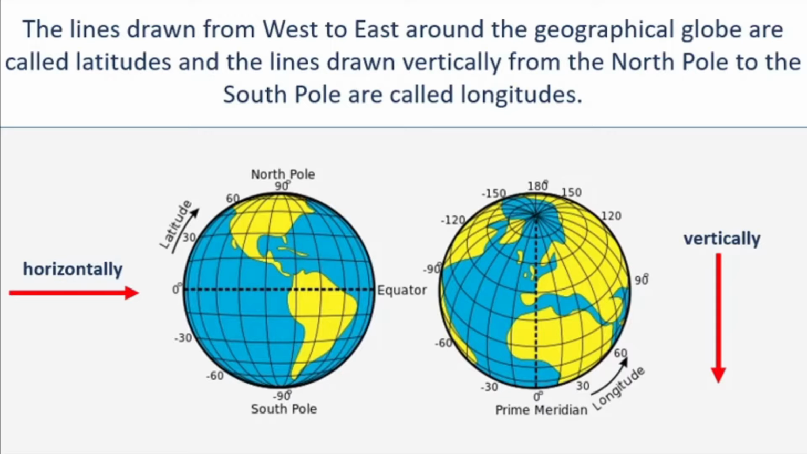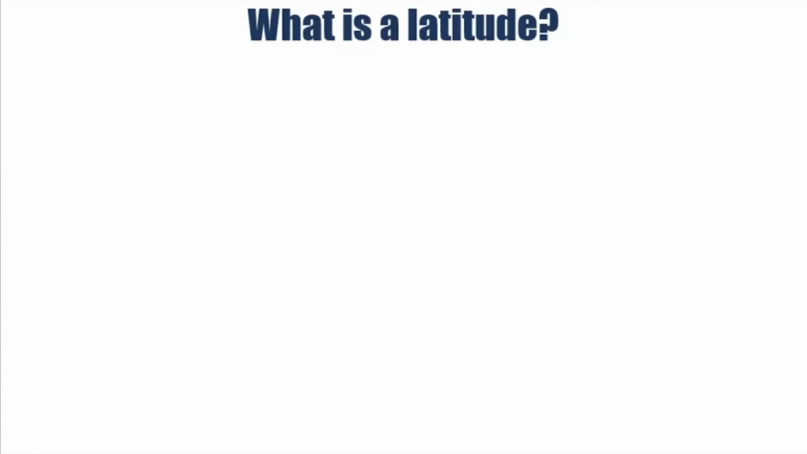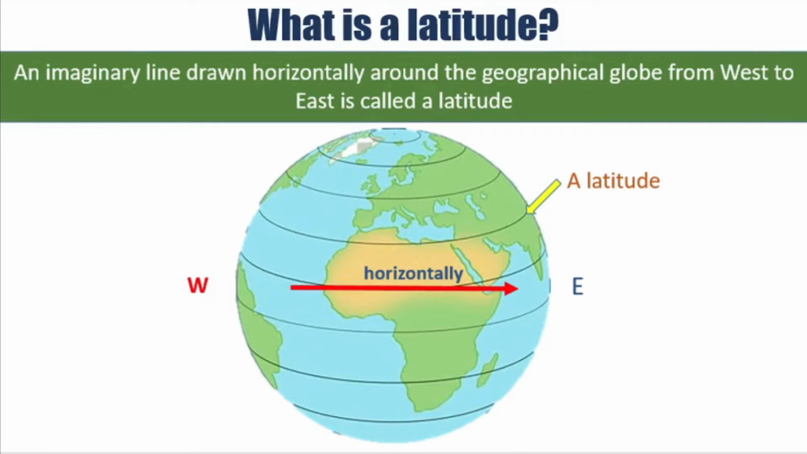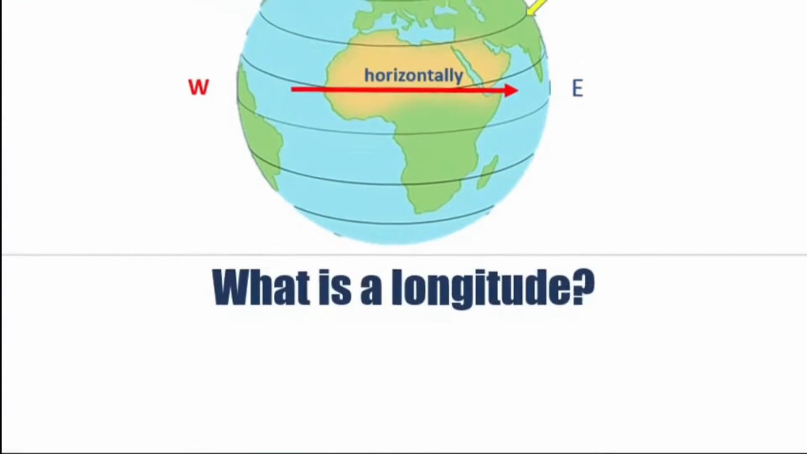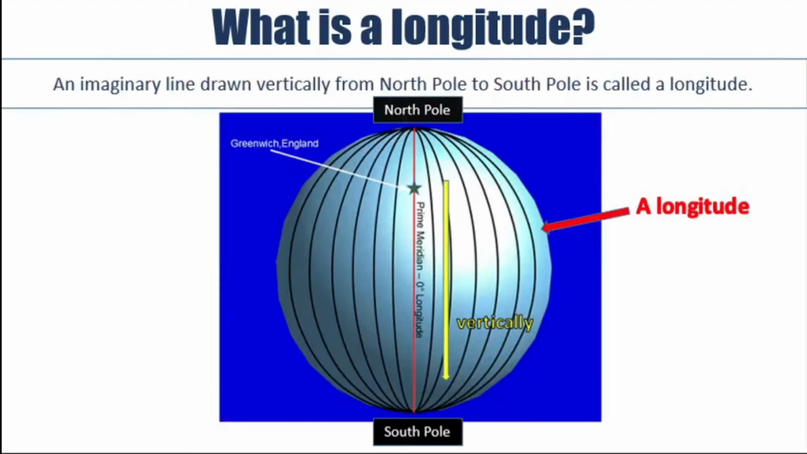The lines drawn from west to east around the geographical globe are called latitudes, and the lines drawn vertically from the North Pole to the South Pole are called longitudes. Do you know how to answer this question? What's a latitude? An imaginary line drawn horizontally around the geographical globe from west to east is called a latitude. How can you write an answer to this question? What's a longitude? An imaginary line drawn vertically from North Pole to South Pole is called a longitude.